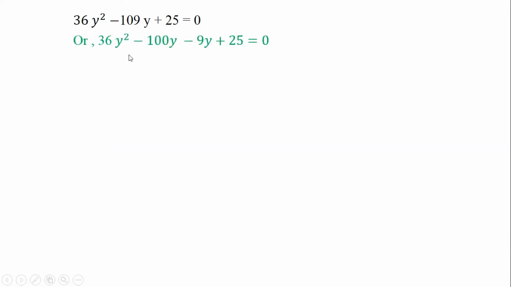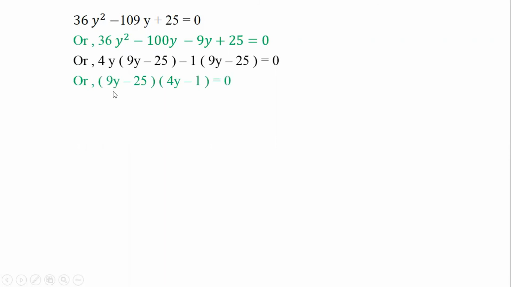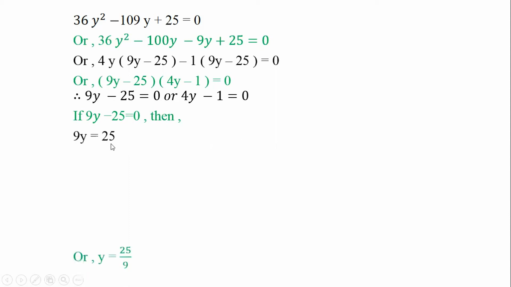Here, 36y squared minus 109y plus 25 equal to 0. If we split the middle term, then we get 36y squared minus 100y minus 9y plus 25 equal to 0. If we take common 4y, then we get 4y(9y minus 25). And if we take common minus 1 from the last two terms, then we get minus 1 into (9y minus 25) equal to 0. Here we get (9y minus 25)(4y minus 1) equal to 0. So 9y minus 25 equal to 0 or 4y minus 1 equal to 0. If 9y minus 25 equal to 0, then 9y equal to 25, y equal to 25 by 9.